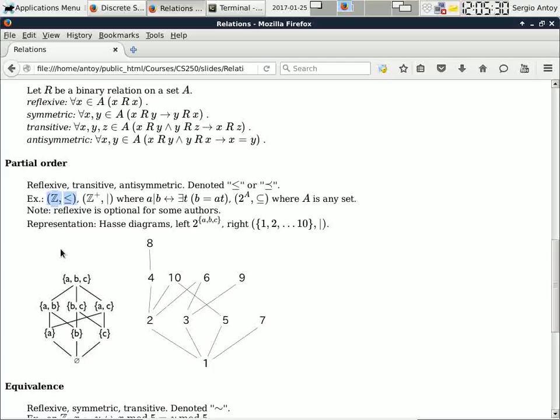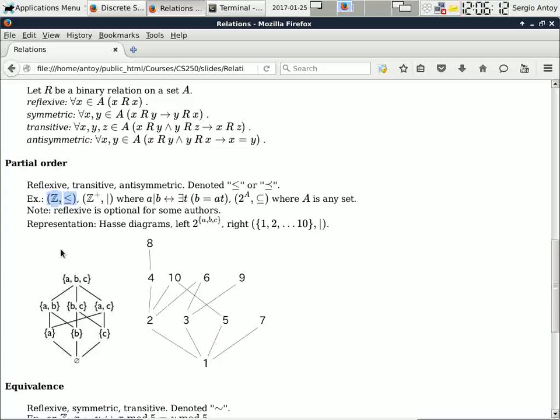Who wants to tell me a few pairs that are in the relation? 7, 7? Yeah. 2, 4? Yes. 9, 27? Yeah. Who wants to tell me a pair that is not there? 3, 5. 3, 6. 3 divides 6. 3, 5 is not there. Another one that is not there, 11, 2. Because 11 doesn't divide 2.